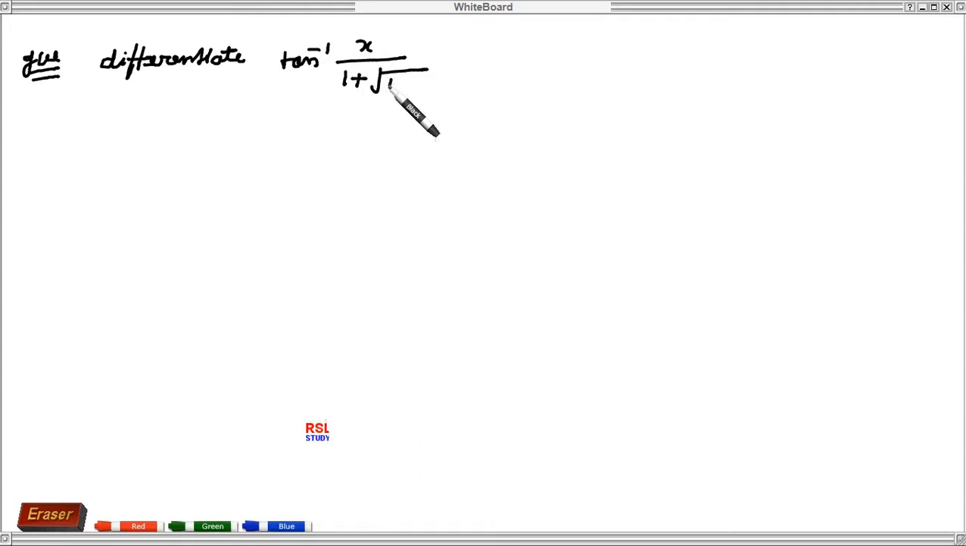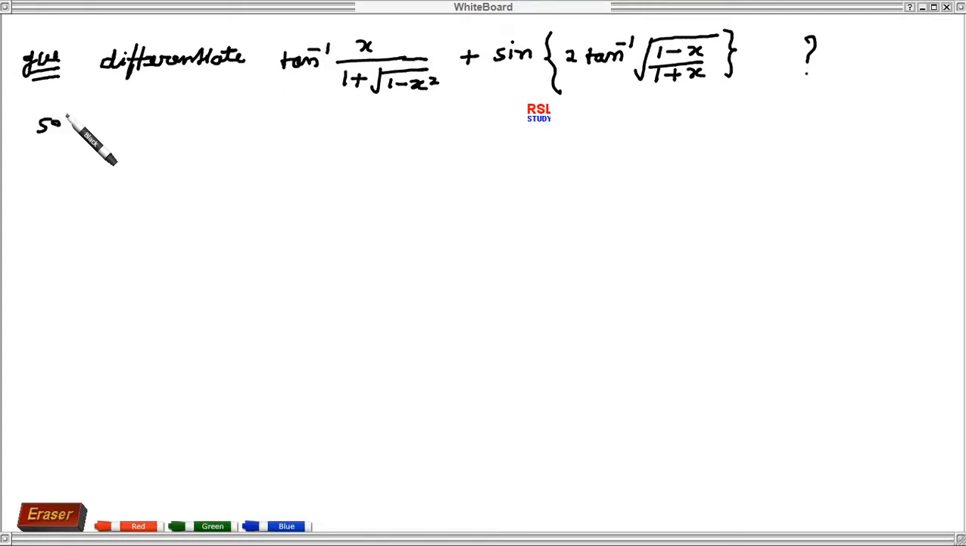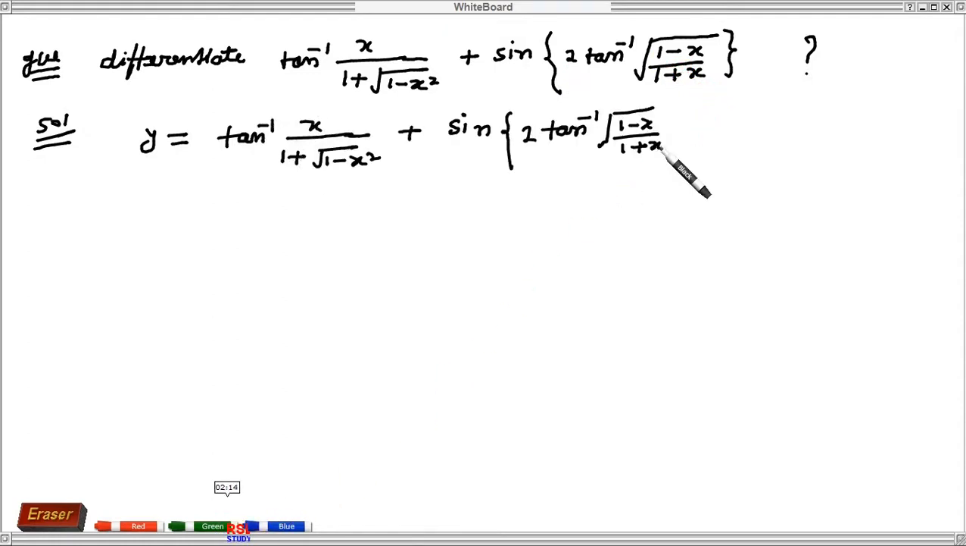The question is, differentiate tan inverse of x by 1 plus under root 1 minus x square, plus sine 2 tan inverse of 1 minus x by 1 plus x. Firstly, we will rewrite the question, and after rewriting it like this, we will try to make the first part in terms of tan and the second into terms of sine, so that we could use the property tan inverse tan theta and sine inverse sine theta.